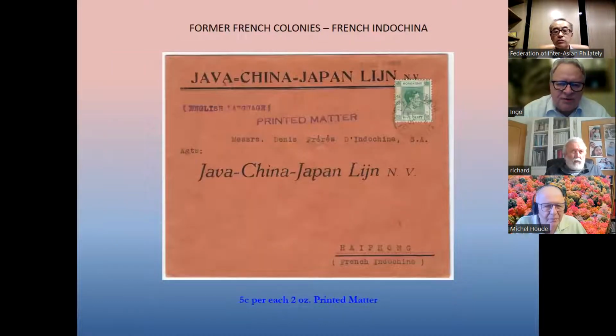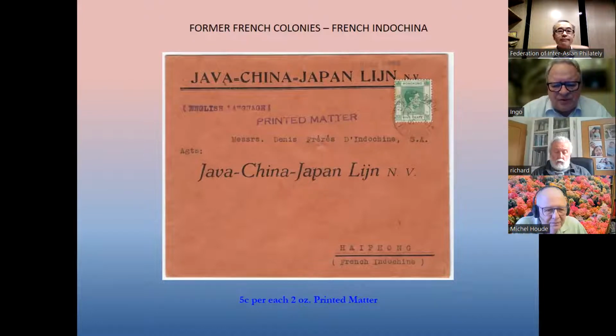Former French colonies. So this is one to French Indochina. French Indochina had a lot of different provinces, some of which issued their own stamps. This is one for the entire country, which now, of course, is Vietnam. This one is commercial mail from a shipping line. And it's, again, the printed matter rate. For some reason, when I was putting this together, I realized I have a lot of printed matter covers. So this is, again, the 5 cents per 2 ounce rate, and going to Haiphong up in North Vietnam.